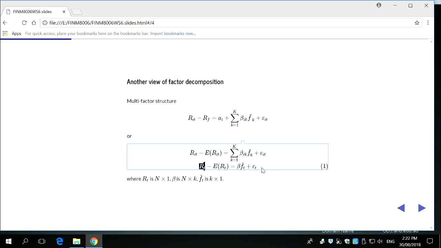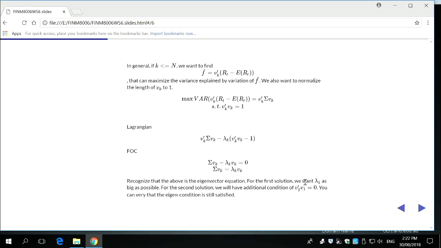So we want to solve for this. But the problem is this may not be solvable, or this actually has multiple solutions. Well, if k is less than n, we know this actually has multiple solutions, which is up to some rotation. I won't really talk about the details in mathematics. But what we want to solve is some f that can explain most of the variations in the variance covariance matrix.